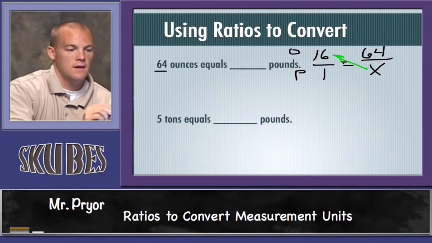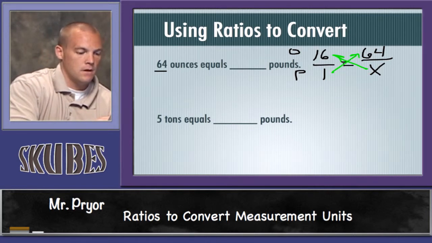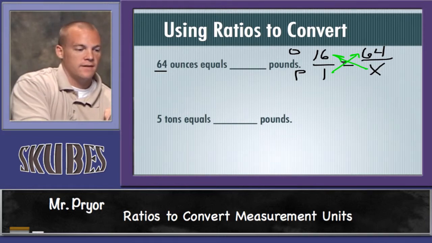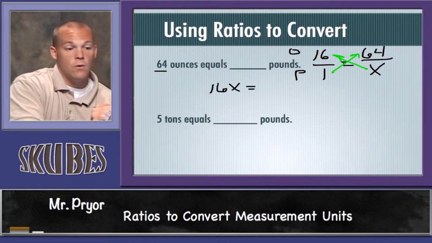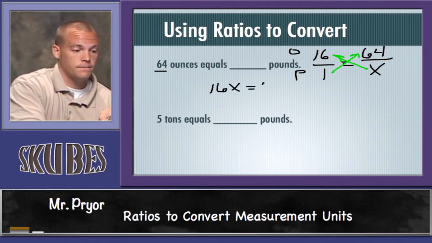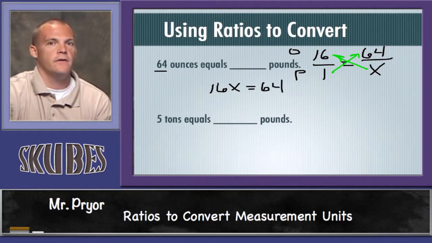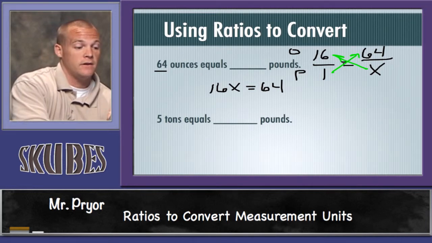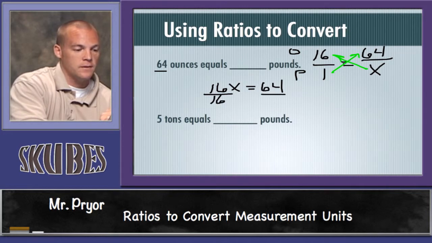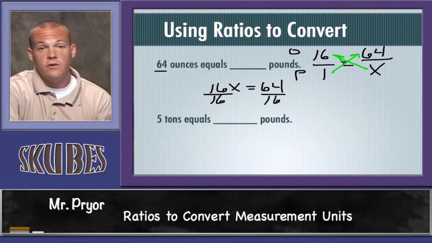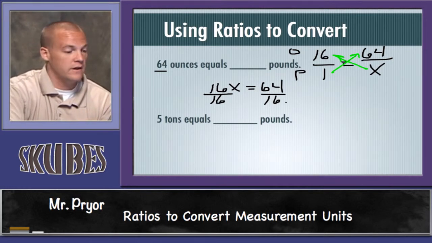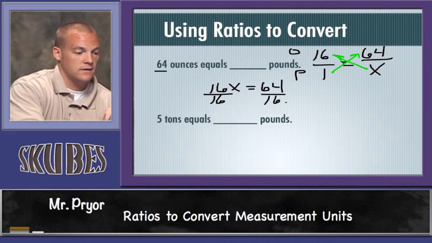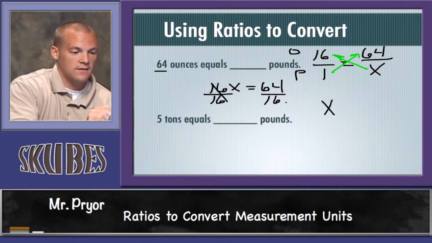X times 16 and 1 times 64. When you do that, you're going to end up with 16 times X, which is 16X, and 1 times 64, which is 64. And hopefully you're starting to see a pattern with these. You either end up finding your solution or you may end up having to divide. This one will end up having to divide. This is 16 times X, which means division will undo that multiplication. And what we do to one side, we have to do to the other, as you see here. So we're looking at 16 divided by 16, which is simply just X.